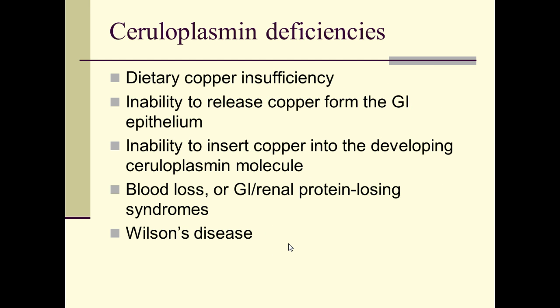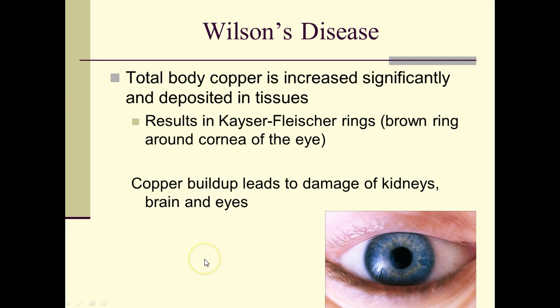If you have a deficiency of ceruloplasmin, you may have some other things that happen. You could have a copper insufficiency, obviously. Inability to release copper from the GI epithelium. You may have an inability to insert copper into developing ceruloplasmin molecules. Or it could be from blood loss, GI renal protein losing syndromes, or something called Wilson's disease.